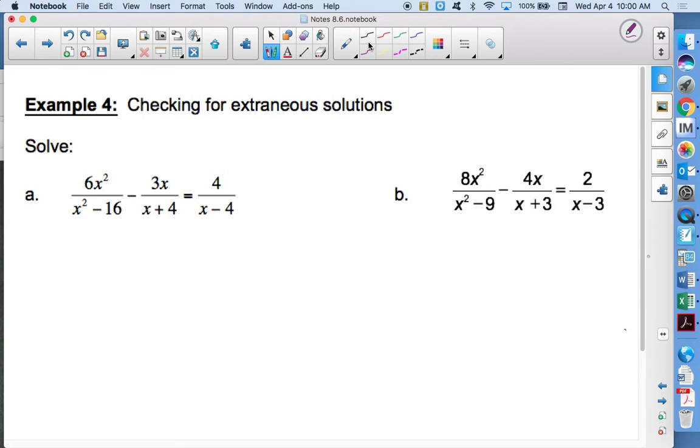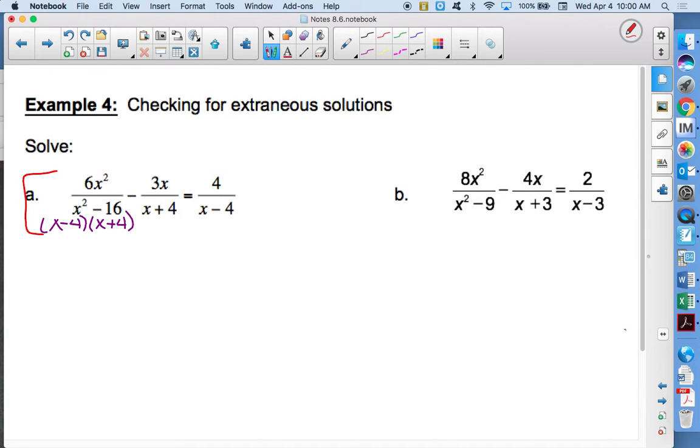The first thing you have to do for any problem that has a least common denominator is to make sure you have it factored. So if you look at the first fraction, Sam, it says x squared minus 16. How does that factor? X minus 4, x plus 4. So Sam, what does that mean the least common denominator is? X minus 4, x plus 4. Right, so x minus 4, x plus 4 is the least common denominator.